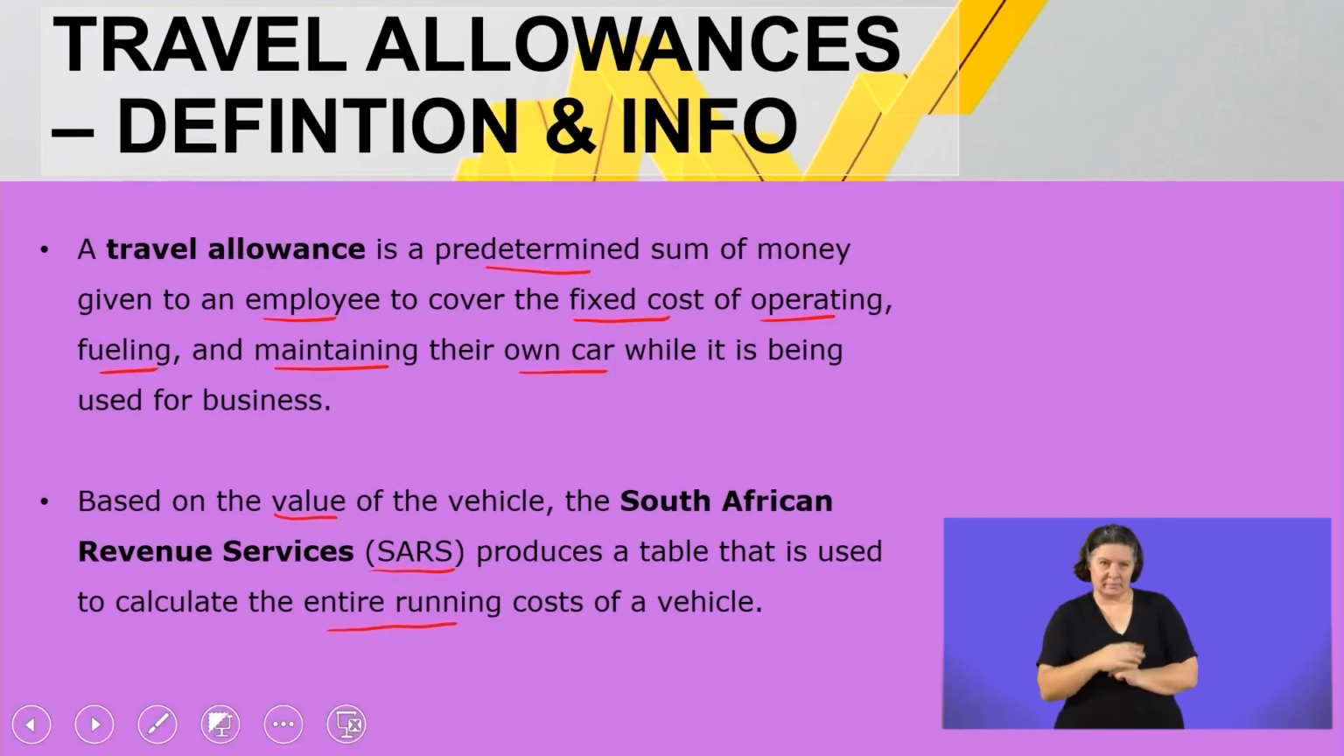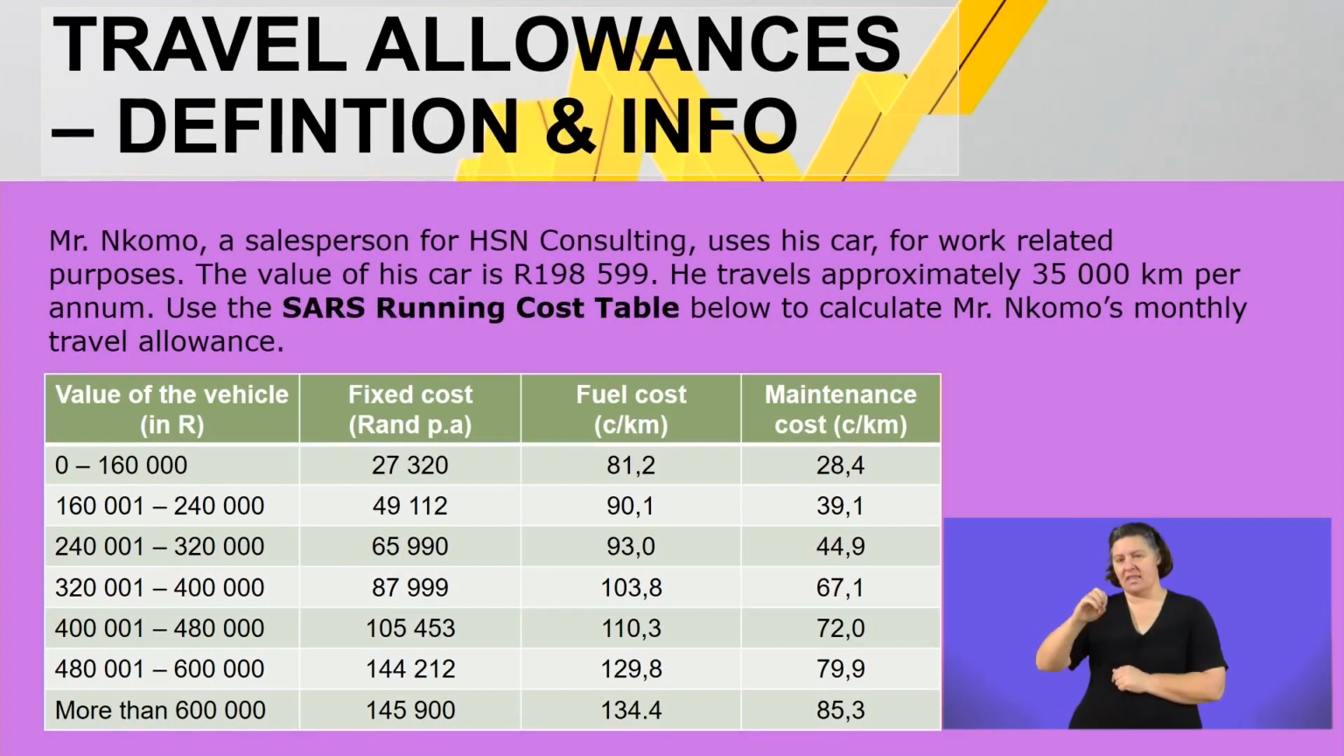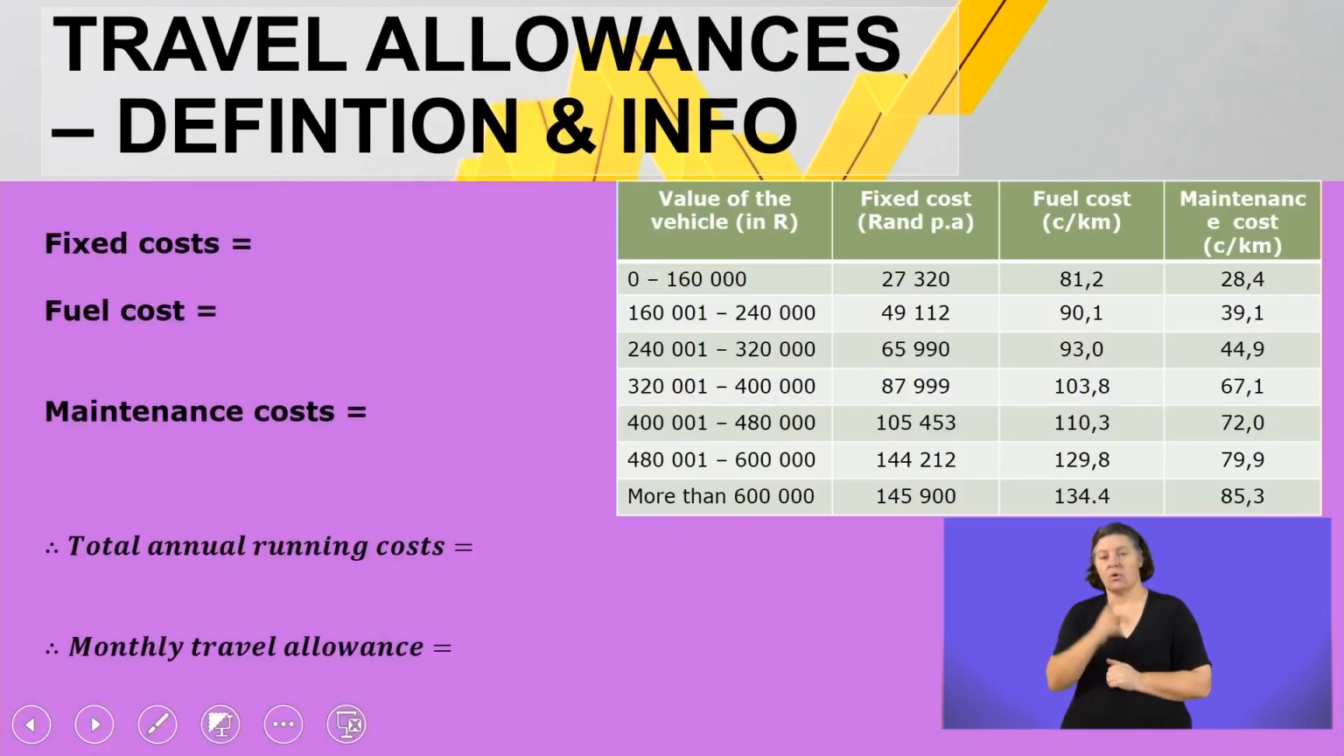Now let's quickly put all of this into practice. The first example says, Mr. Nkomo, a salesperson for HSN Consulting, uses his car for work-related purposes. The value of his car is 198,599 Rand. He travels approximately 35,000 kilometers per annum. Use the SARS running cost table below to calculate Mr. Nkomo's monthly travel allowance. Now let me show you how we will go about this question.